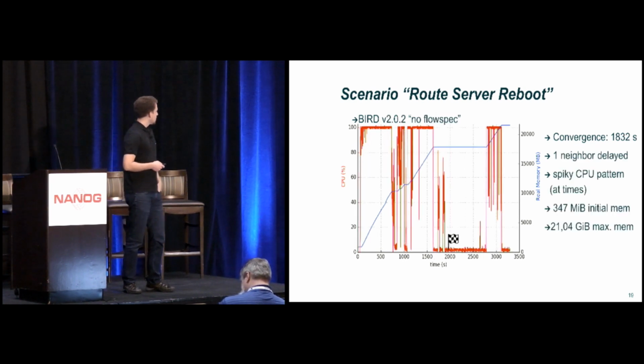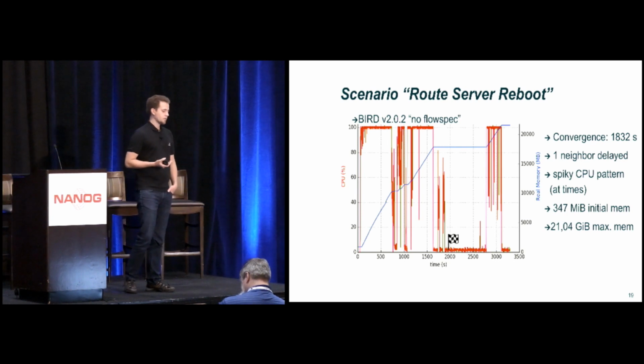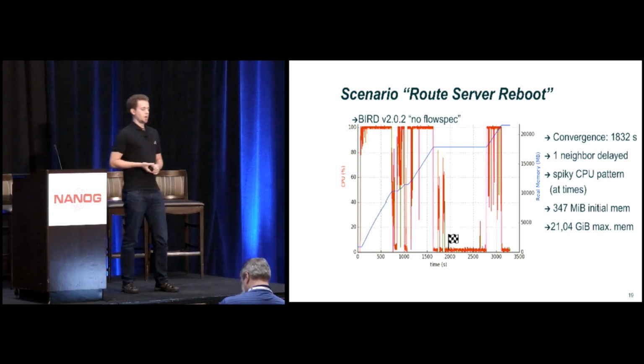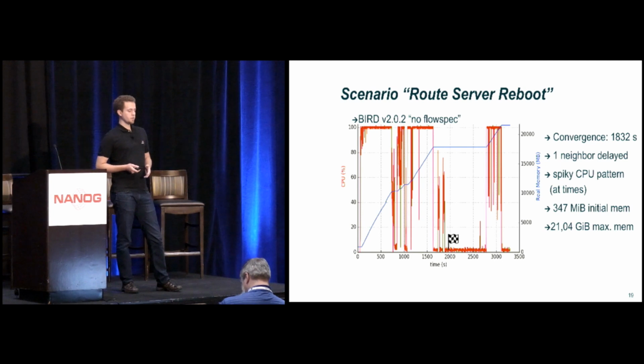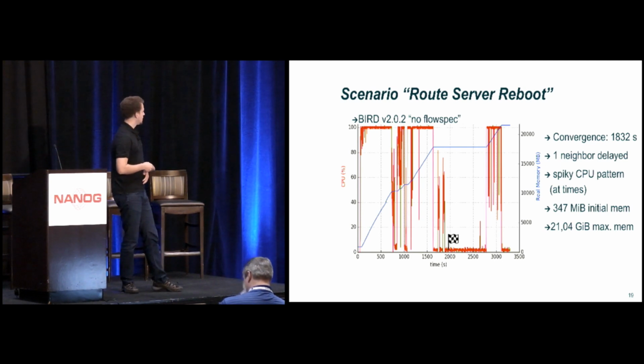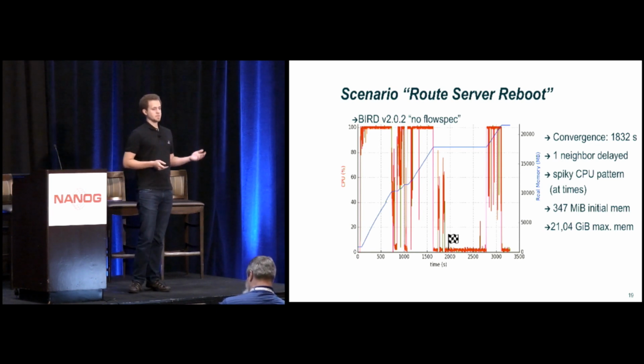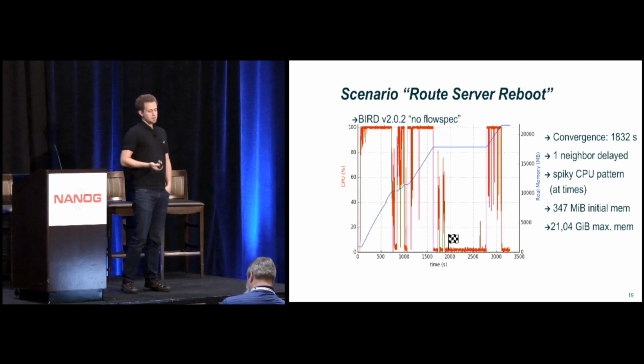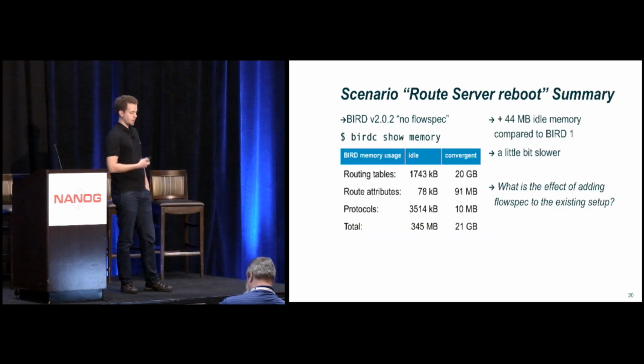And then we also did a configuration BERT version 2 without Flowspec just to see if there's a difference. It took a bit longer for this to reach the convergent state. We also have this one neighbor that is delayed, but the numbers are the same as with Flowspec. So doing Flowspec on top of the setup doesn't really change anything. And there are other results that support this.